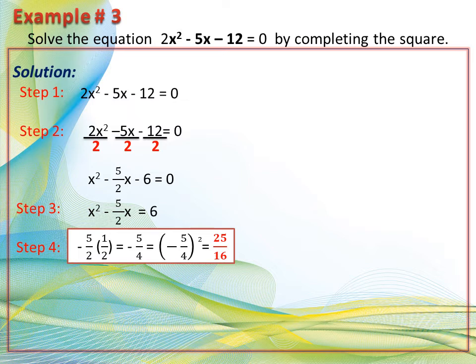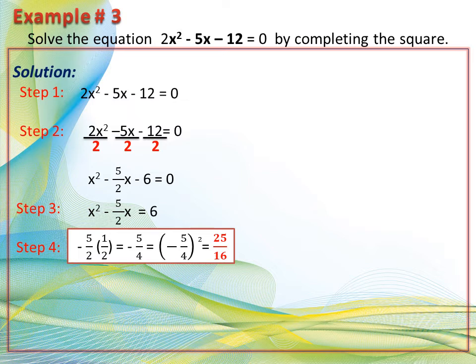Then, so, si negative 5/4, kukunin natin yung square niya. O, square natin siya. So, negative 5/4 times negative 5/4. So, 5 times 5, that is 25. Then, sumunod ay 4 times 4, that is 16. Tandaan, kapag ikaw ay nag-square ng fraction, imumultiply mo muna yung numerator sa numerator. Then, sumunod, denominator naman sa denominator.